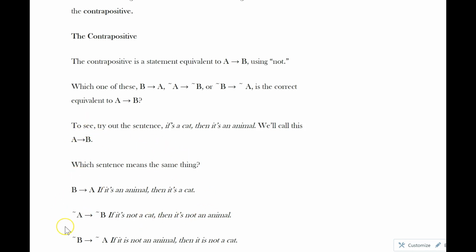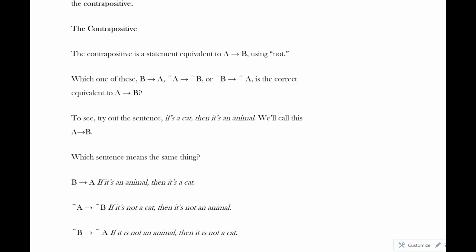Which of these three sentences means the same thing? If it's an animal, then it's a cat. If it's not a cat, then it's not an animal. Or if it's not an animal, then it's not a cat. So what I want you to do is pause the video right now and see which of these three sounds true to you. Because since this one is true, if it's a cat, then it's an animal, the one that's equivalent has to also be true. So really, really pause the video. Even if you get it wrong, it's okay. Who will know? Try it and see if you can figure out which one is the same.